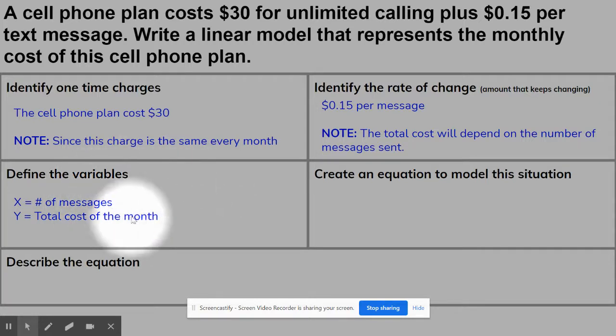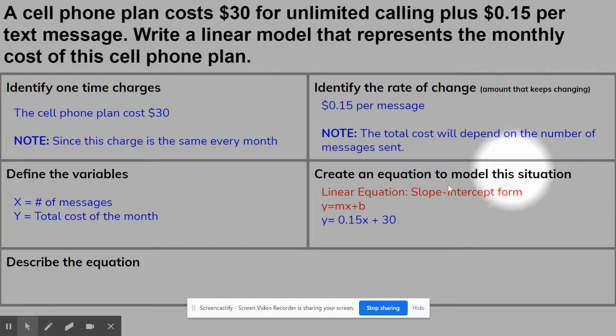After I have defined my variables, I'm going to move now to create the equation to model this situation. For this situation, we're going to use the slope-intercept form, which is y equals mx plus b. The way I wrote the equation is that our dependent variable, y, will depend on the 15 cents per text message plus, or adding, the monthly plan cost.